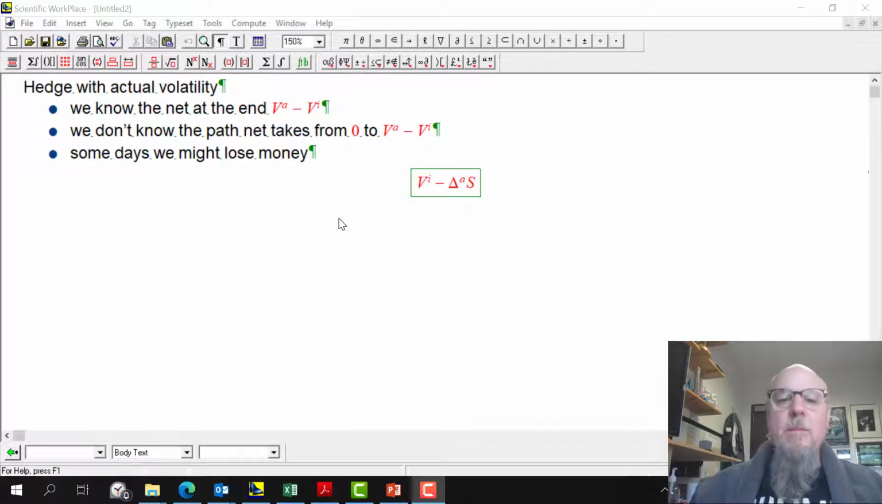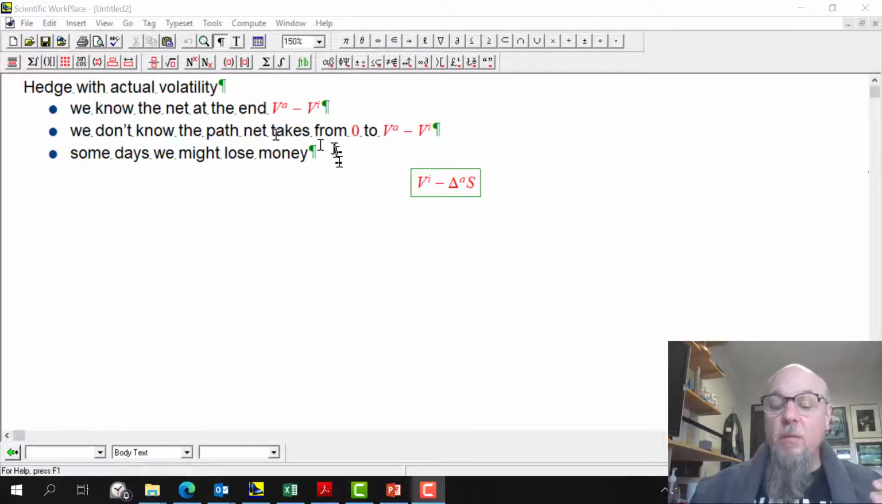So the first thing is we know at the end, in theory then, how much money we will net. The difference between the value of the option using actual volatility and the value of the option using implied volatility. That's how much money we should make. The second bullet, which we'll show, is that we don't know the path that net money takes from its initial value of 0 when we first set up the hedge to the final value of the place that we know it's going to end, the value of the call option at actual minus the value at implied.